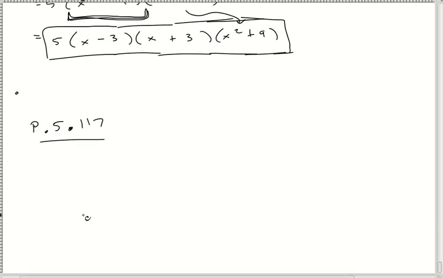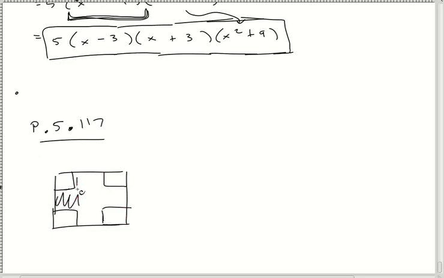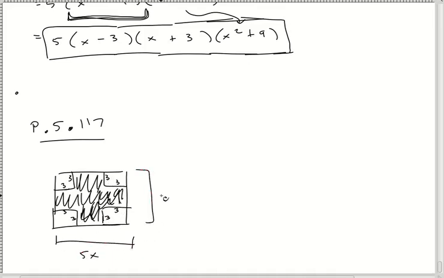P5117. They're not hard. We'll go through them and they'll be easy. This is a word problem, and the numbers will change for you, of course. I think it's like a cardboard box, and they're cutting out corners to make a box, basically. We've got 3 and 3 for each one of these little sides here. And then they say that we have 5x and 5x. 3 and 3, 5x, 5x.